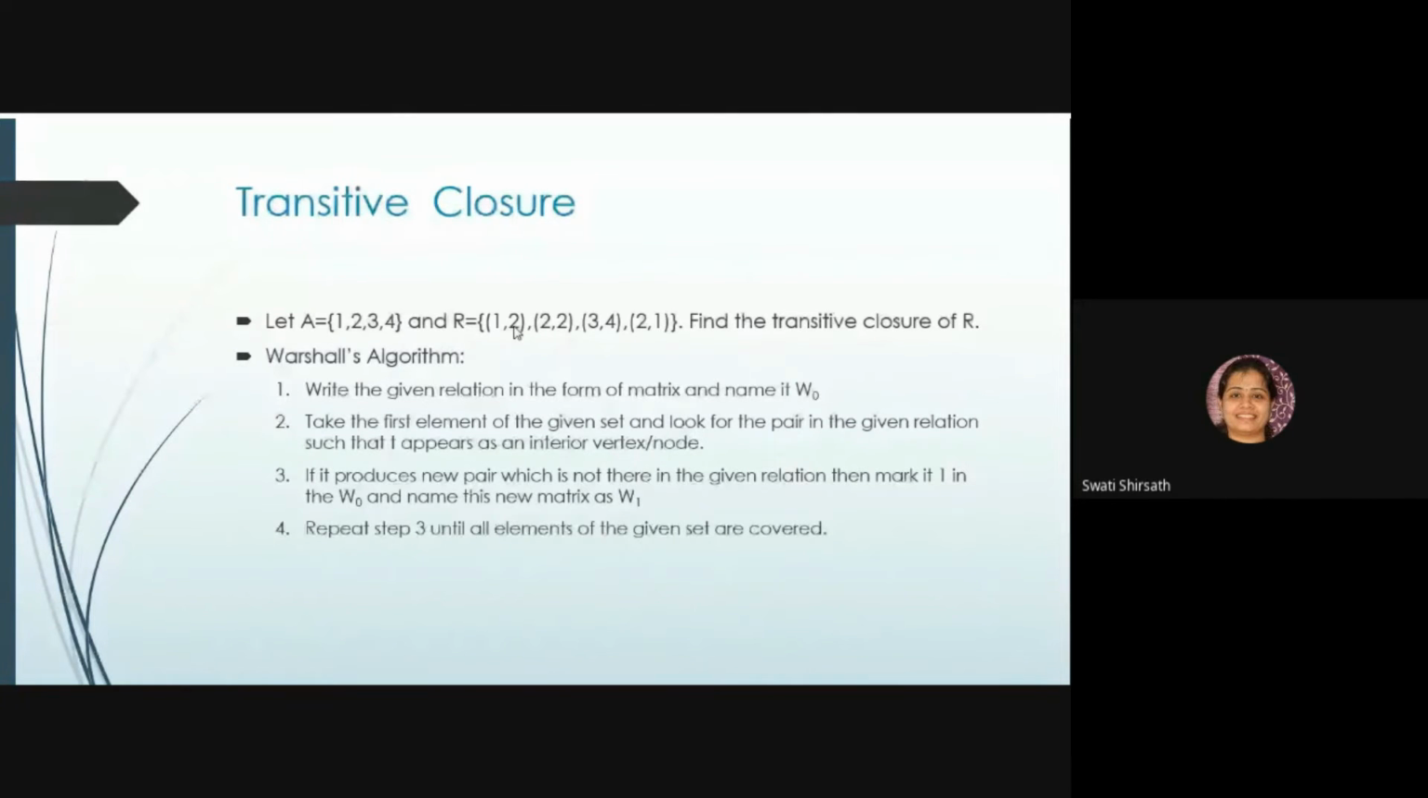You have to repeat this till all the elements of your set are covered. So if your set has 4 elements, you stop at W4, and that will be your final step. So you'll find W1, W2, W3, and W4.